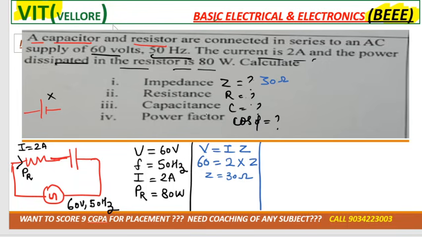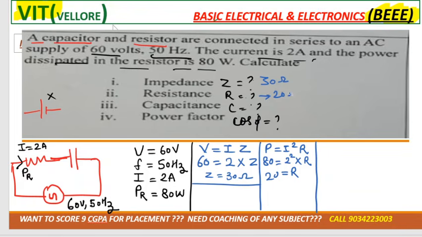Now calculate the resistance. They have given you power, and the formula for power is P is equal to I square R. Power is given as 80, I is given, R is not given. So 80 by 4. R is how much? 20 ohm. R we also got as 20.